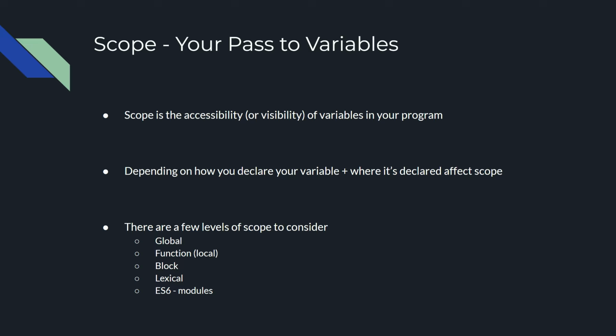So depending on how you declare a variable, or where it's declared, may affect the scope of that variable. Depending on what you're working with, having access to certain bits of information may change. Say you have some information that you want other functions to be able to access. You have to keep the scope of that information in mind.